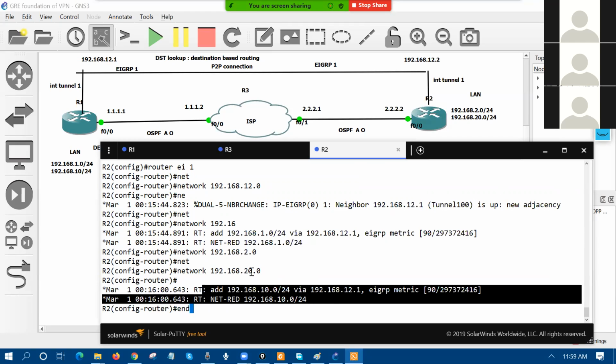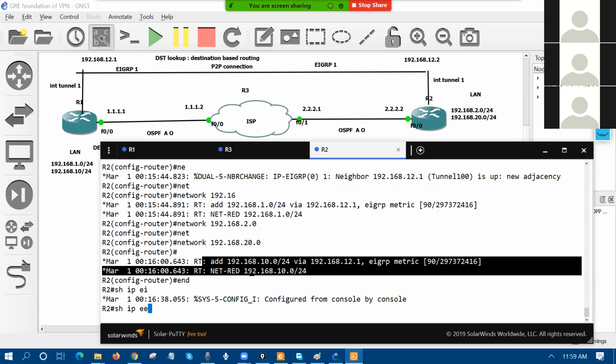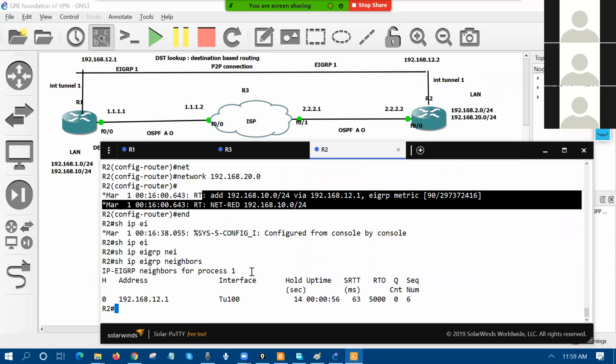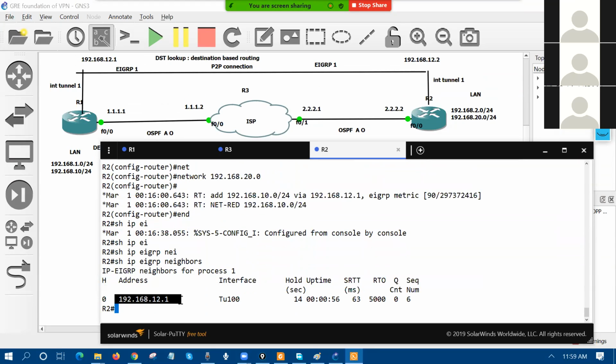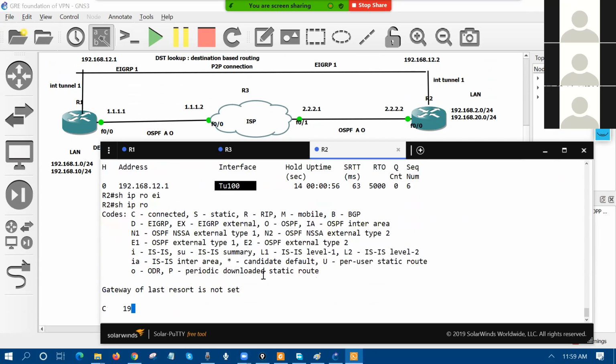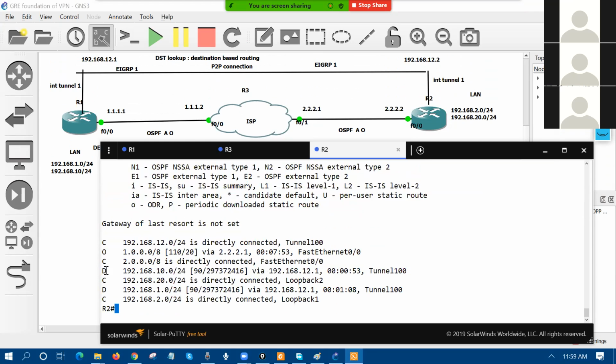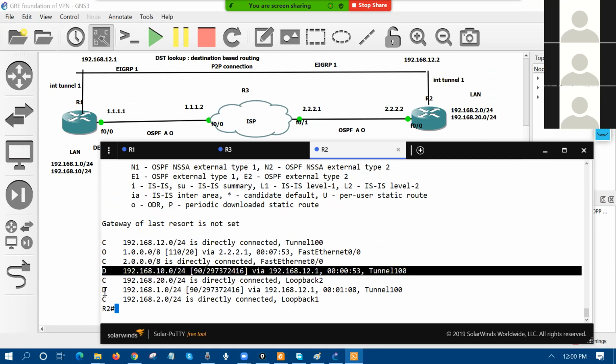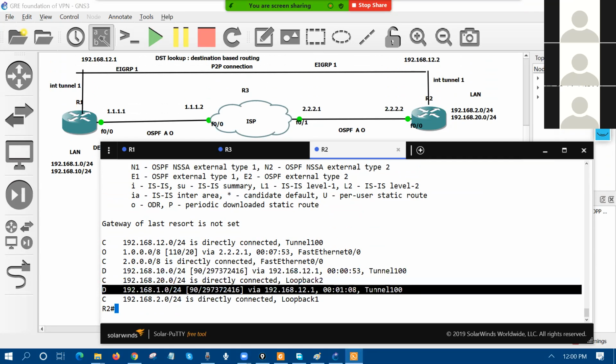So if you see on Router number 2, show ip eigrp neighbor. I have a neighborship through the tunnel, and I'm going to learn all the routes. Show ip route eigrp. If you see, I will just put show ip route. What happened? I'm going to learn all this information through the tunnel. Every single thing I'm learning through the tunnel.